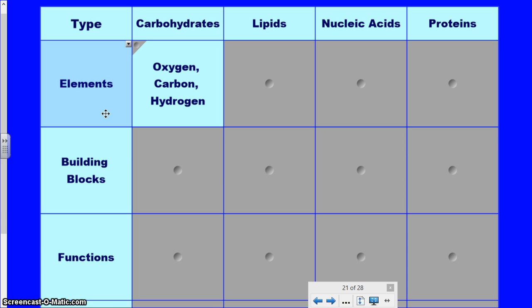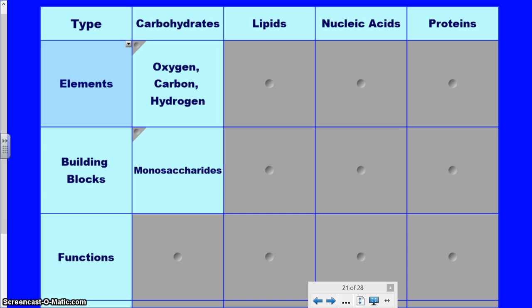And again, that's where that name carbohydrates comes from. Their building blocks are monosaccharides. Remember, you can have the monosaccharides, just that simple sugar. You can have disaccharides, which is two monosaccharides linked together. And you can have your polysaccharides, which is a bunch of these monosaccharides attached to one another.